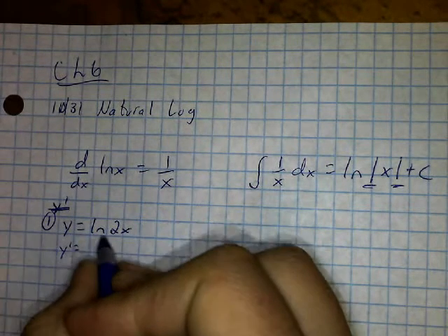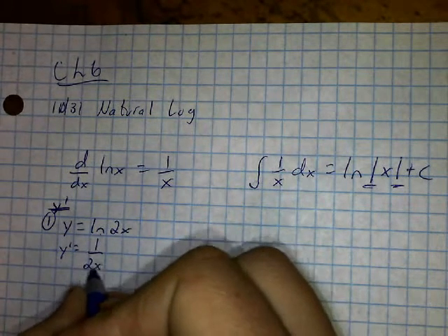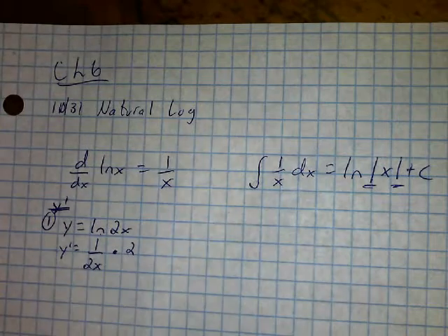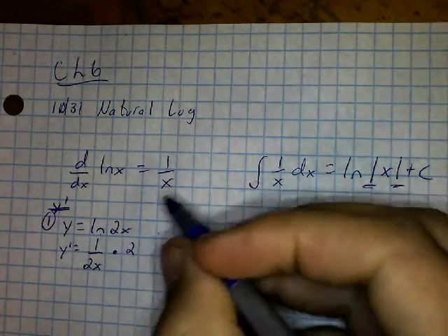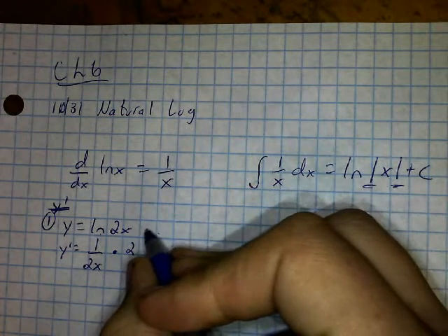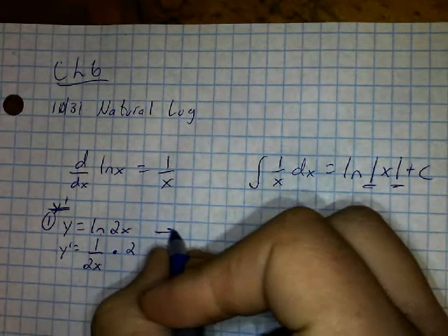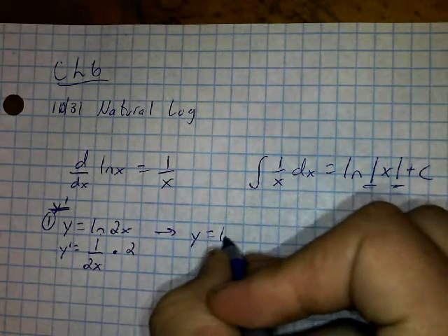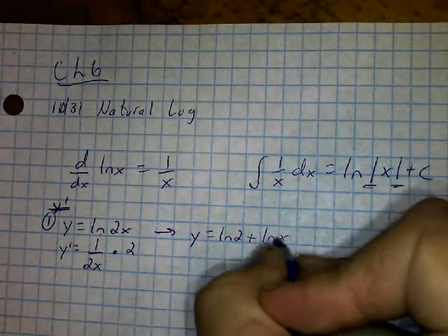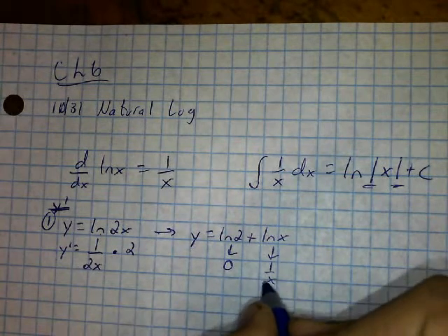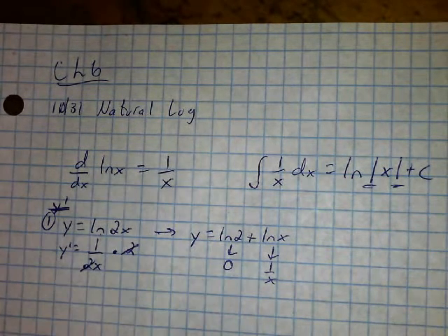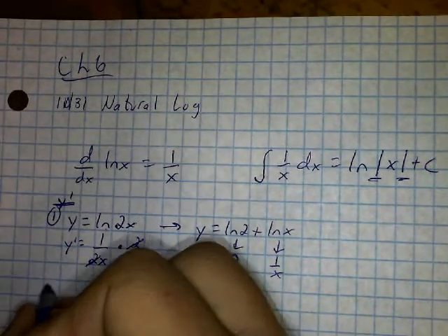So you get y prime equals the derivative of the outside is 1 over 2x times the derivative of the inside, 2. You could also do this another way. This is what you have to get used to in this chapter, that there's more than one way of doing these problems. You could simplify this to y equals ln of 2 plus ln of x. This derivative is 0. This derivative here is 1 over x. And notice how they reduce to the same thing.